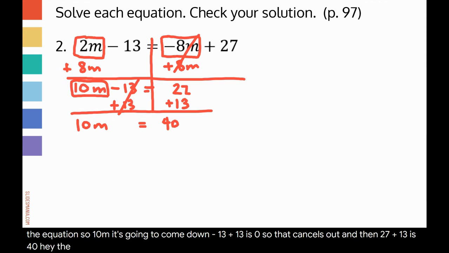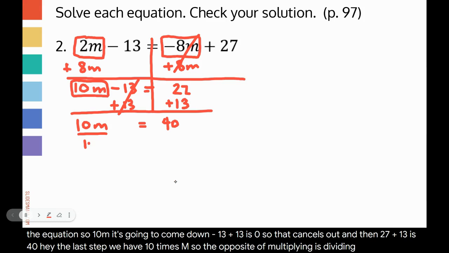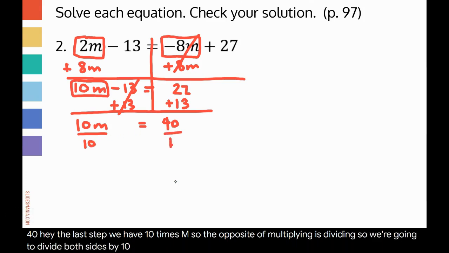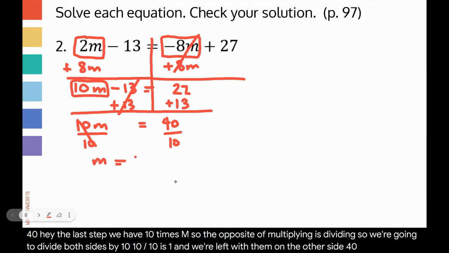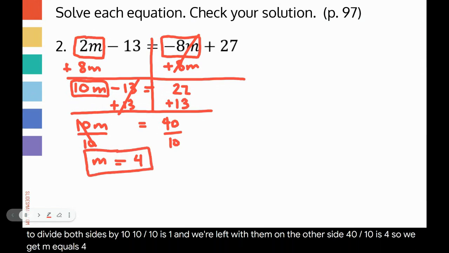Okay, the last step, we have 10 times m, so the opposite of multiplying is dividing. So we're going to divide both sides by 10. 10 divided by 10 is 1, and we're left with m. On the other side, 40 divided by 10 is 4. So we get m equals 4.